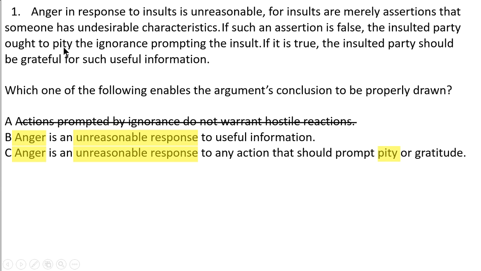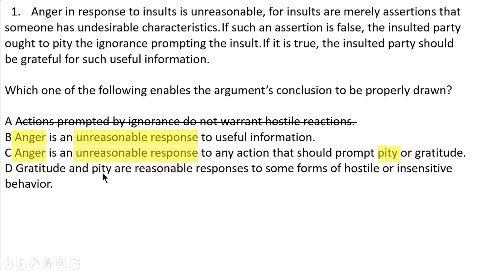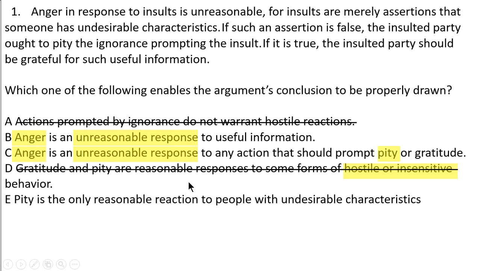Now let's check option D. Gratitude and pity are reasonable responses to some forms of hostile or insensitive behavior. It says that these responses are reasonable to some form of hostile or insensitive behavior. We never discussed hostile or insensitive behavior, so option D is irrelevant and is eliminated. Option E, pity is the only reasonable reaction to people with undesirable characteristics. It says pity is the only reasonable reaction. We never discussed that pity is the only reasonable reaction, so option E is also eliminated.